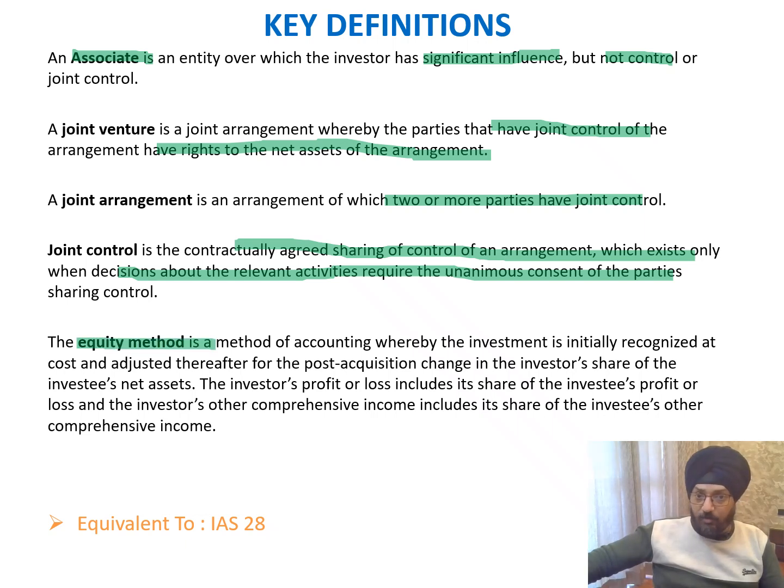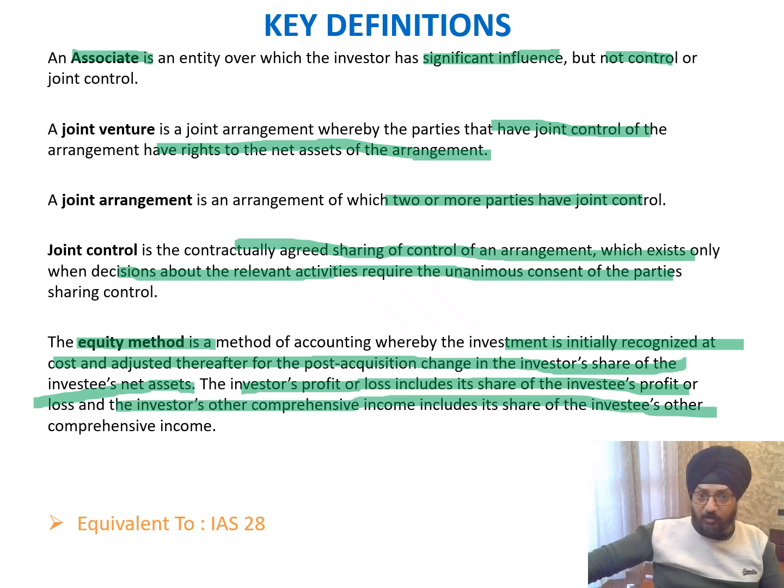It's the method of accounting whereby the investment is initially recognized at cost and adjusted thereafter for the post-acquisition change in the investor's share of the investee's net assets, which is nothing but the profits or the reserves. The investor's profit and loss includes his share of the investee's profit or loss, and the other comprehensive income includes the share of the investee's other comprehensive income.